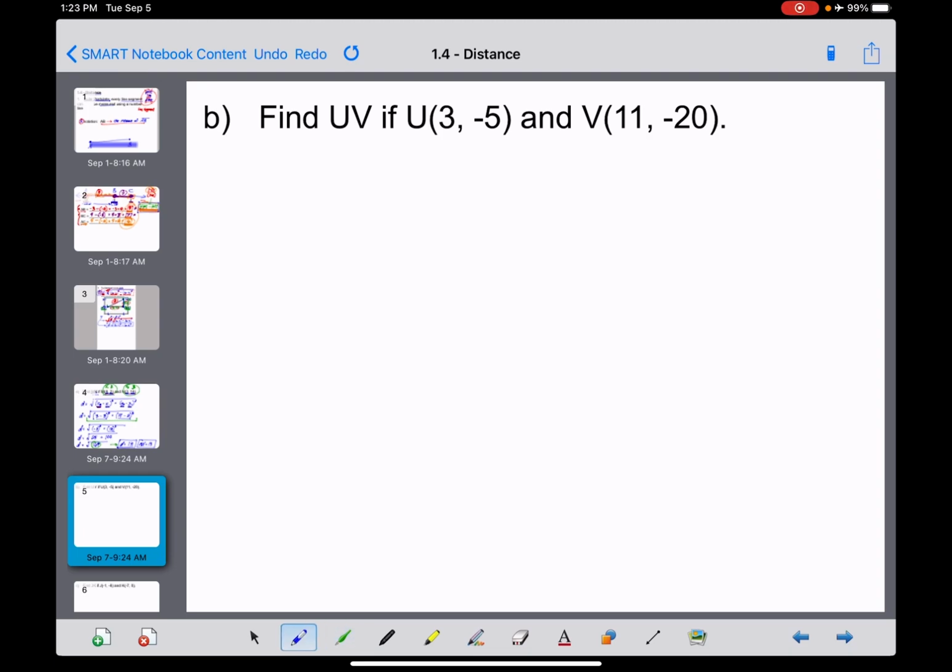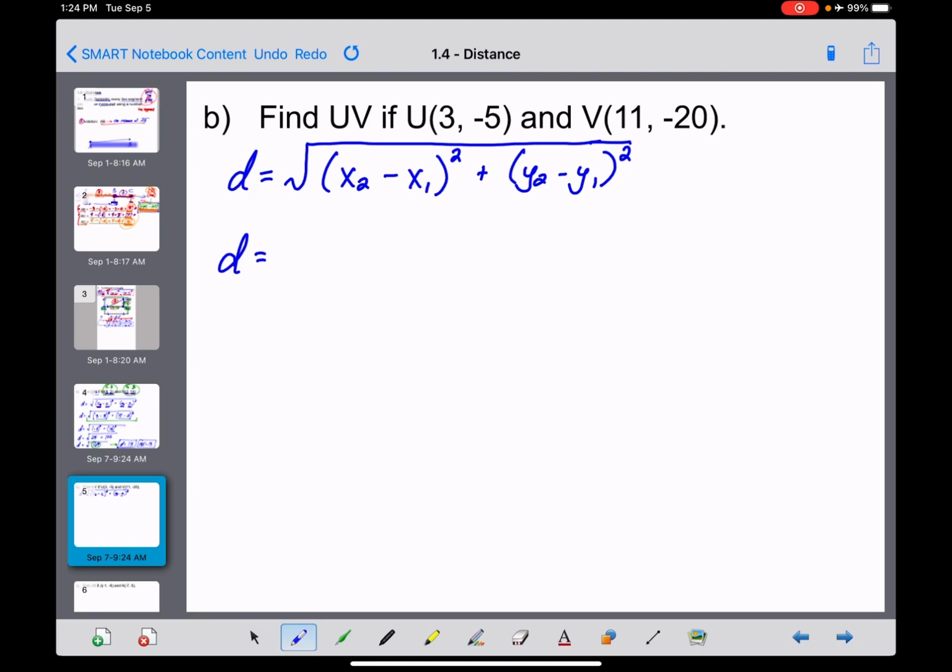Okay, so hopefully you did that. Let's take a look at where we're at. Again, let's start off by writing out the formula. D is the square root of, and we've got x2 minus x1, close it, square it, plus y2 minus y1, close it, square it. Again, guys, the more you write it and the more you say it, the better you're going to memorize it. Now let's fill in what we know.